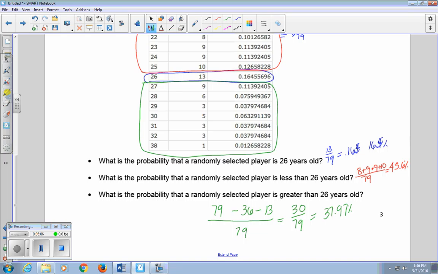We remember that the total would add up to 100%. And so this last piece here would be all of the players minus the other two groups we already looked at.